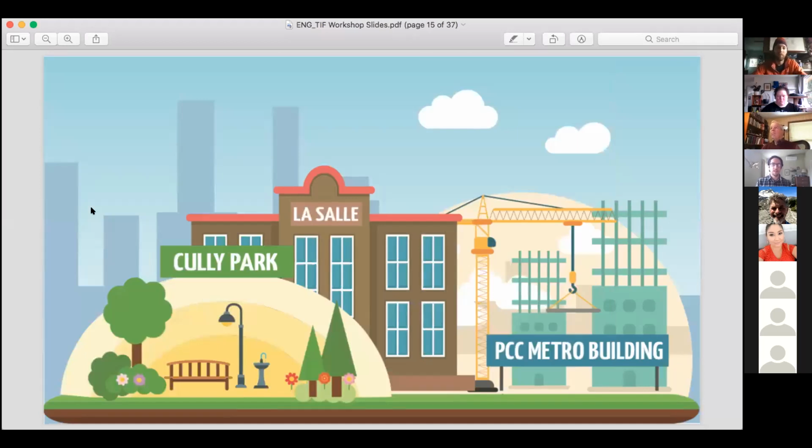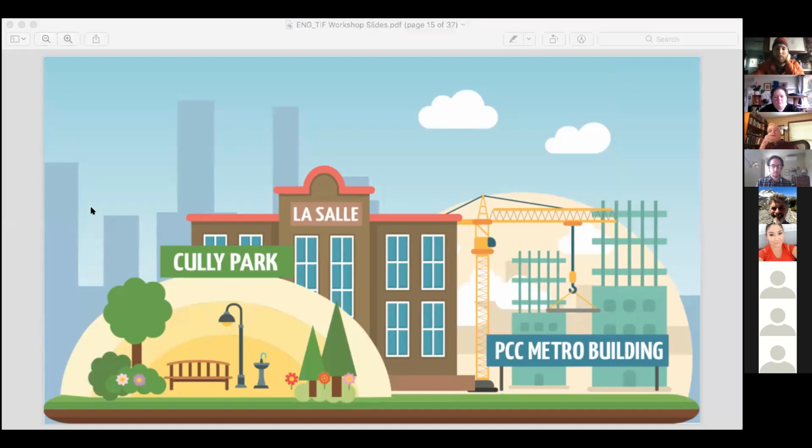There are all kinds of investments already coming to the neighborhood, even without this TIF district. We have a new park that opened 2 years ago. We have De La Salle High School that is under construction right now. The Portland Community College Metro Workforce Center is being redeveloped starting, I think, later this year or next year. So all these investments are already coming to the neighborhood, even if we don't have a TIF district. The question the TIF district is really trying to answer is, who will be able to live in Cully to enjoy these investments?